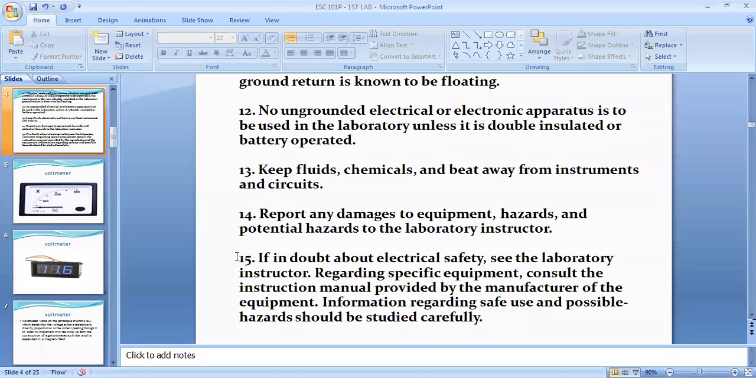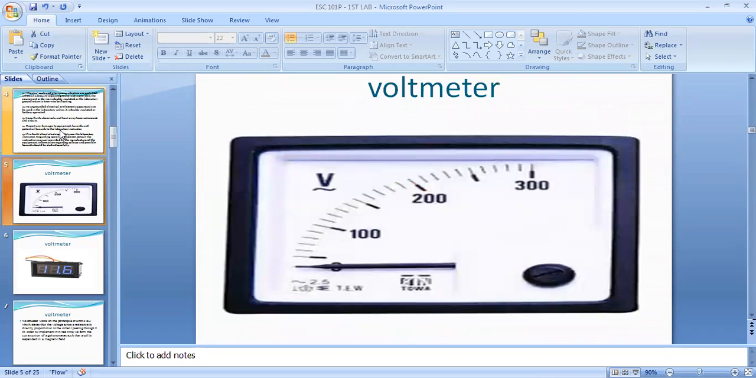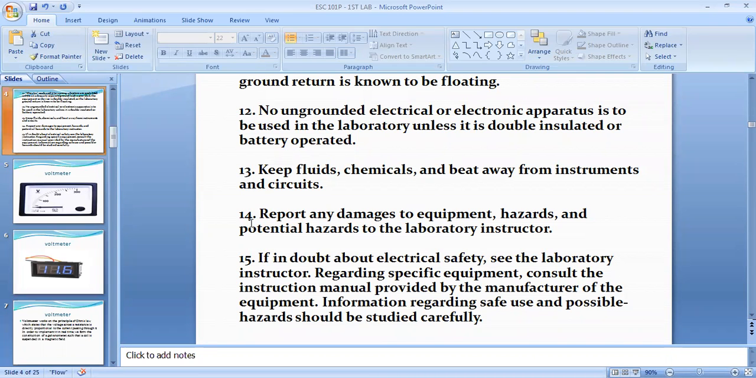The second part of this experiment is very interesting. We will discuss the various types of instruments. Very interesting topic. So, the last point I will tell you about is electrical safety.